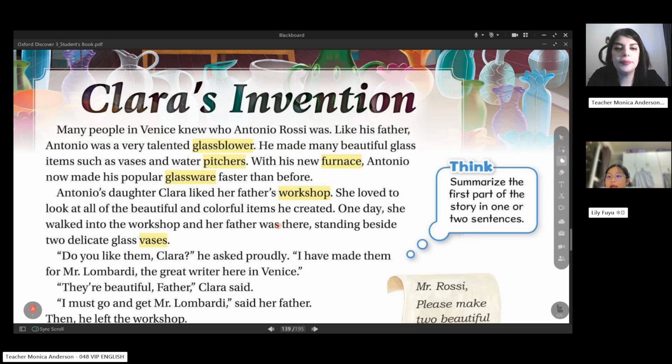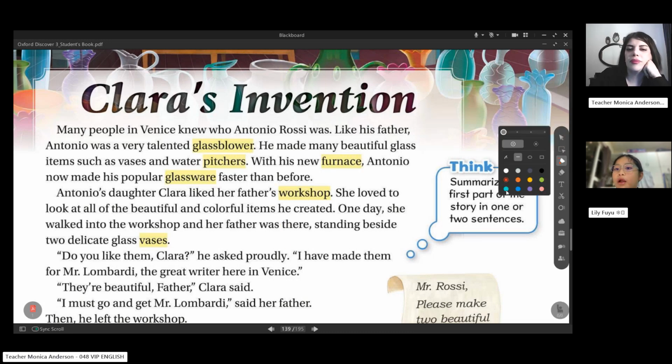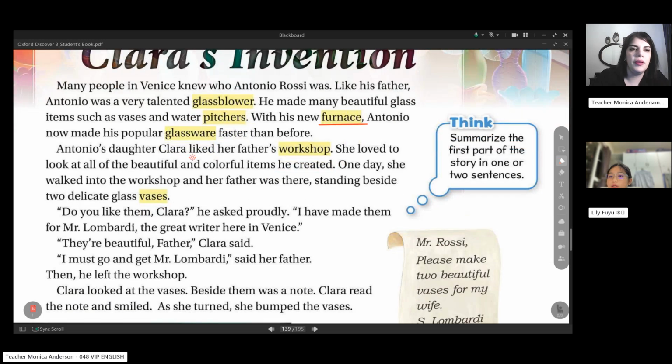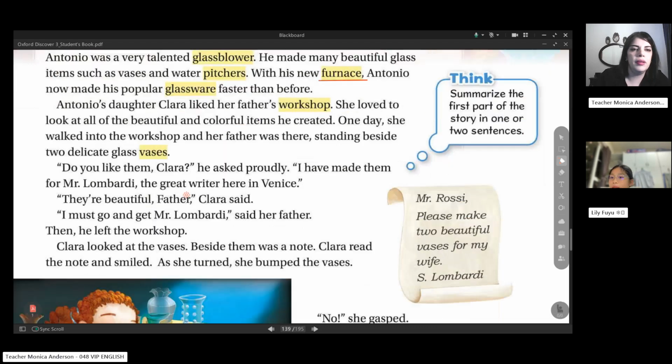With his new furnace, Antonio now made his popular glassware faster than before. Antonio's daughter Clara liked her father's workshop. She loved to look at all of the beautiful and colorful items he created. One day, she walked into the shop and her father was there, standing beside two delicate glass vases. Do you like them, Clara? he asked proudly.